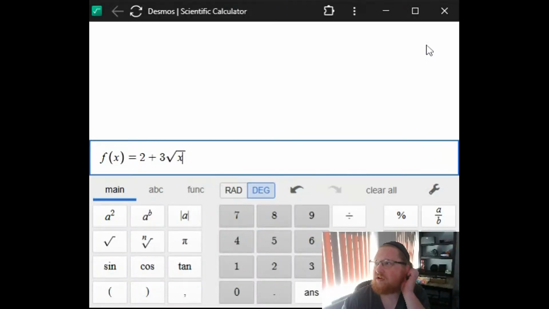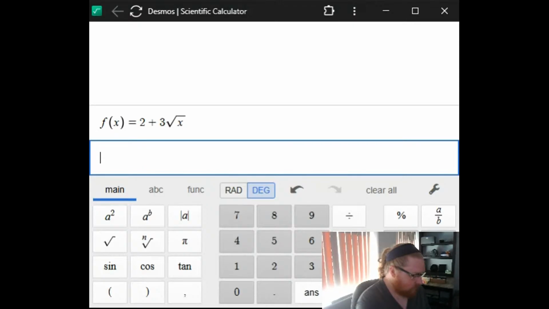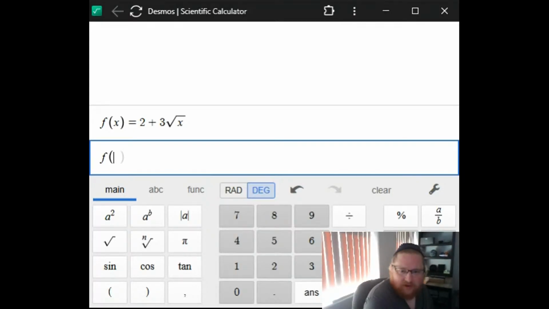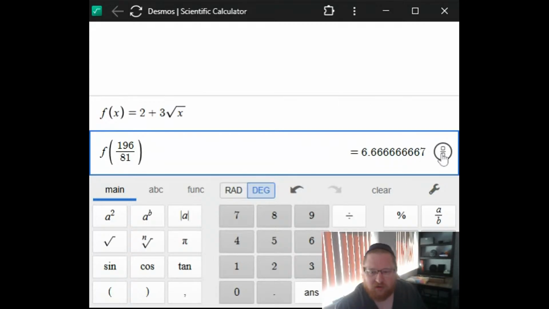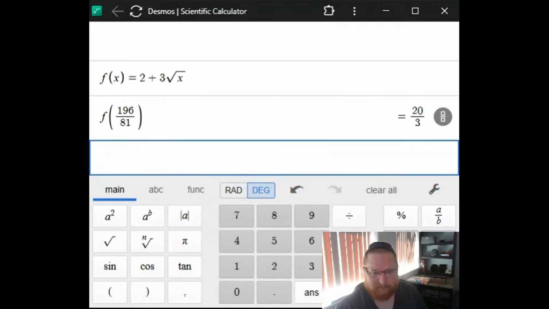And I'm just going to share. So it's going to look, there we go. Here's the Desmos calculator I'm using. So check out what I can do. There's the function f of x. And now I'm going to type in f of 196 over 81. Oops. It gives us this weird decimal. This button right here converts to a fraction. Oh, look at that, 20 over 3. Boom. So here's what I'm going to do. I'll grab this right here.